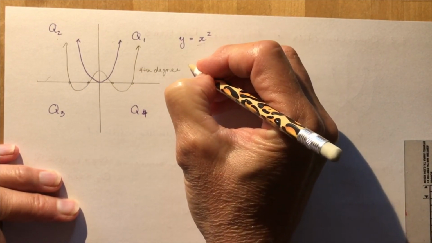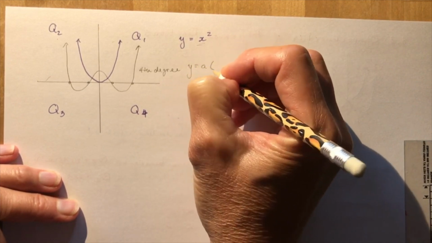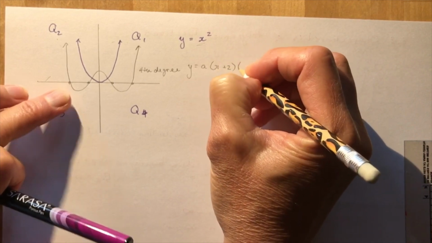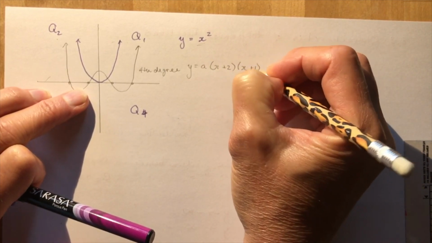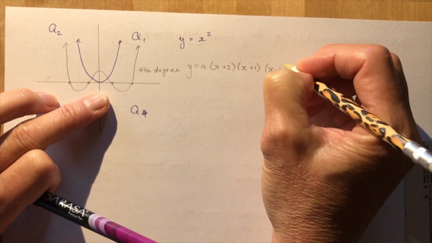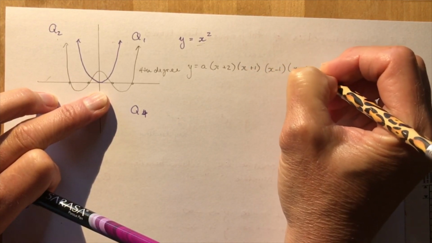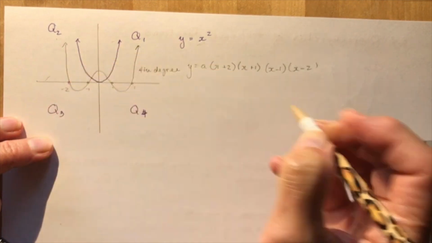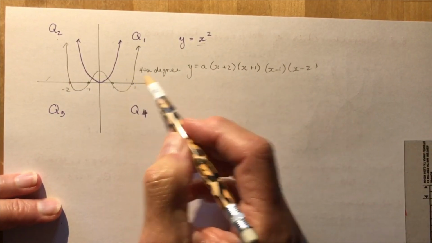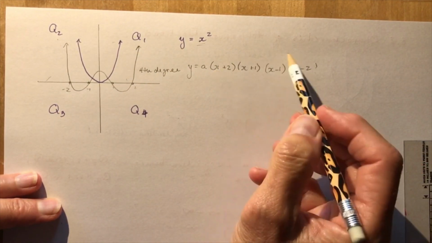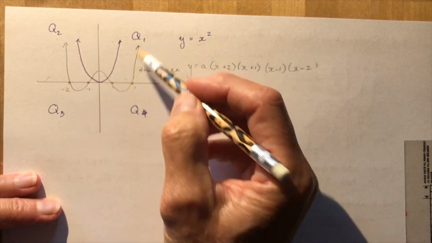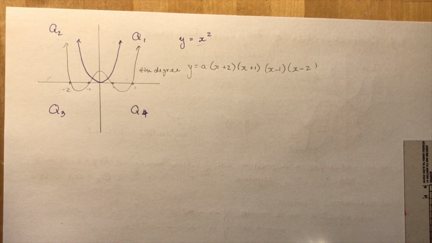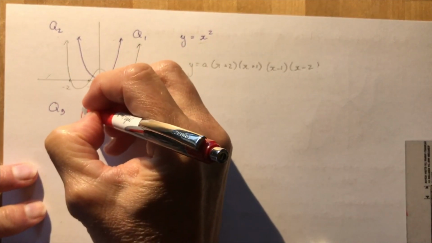So that would mean I would have some function with some a value, and then it would be going through -2, so that would be x plus 2 for my root, x plus 1 for this one, x minus 1 for that one, and x minus 2 for this root, right? You know how to do that. We'll do a lot more of this when we have to find the equations. So if you expanded all this, I'd have x to the power 4, and here it goes, it's positive leading in each quadrant.